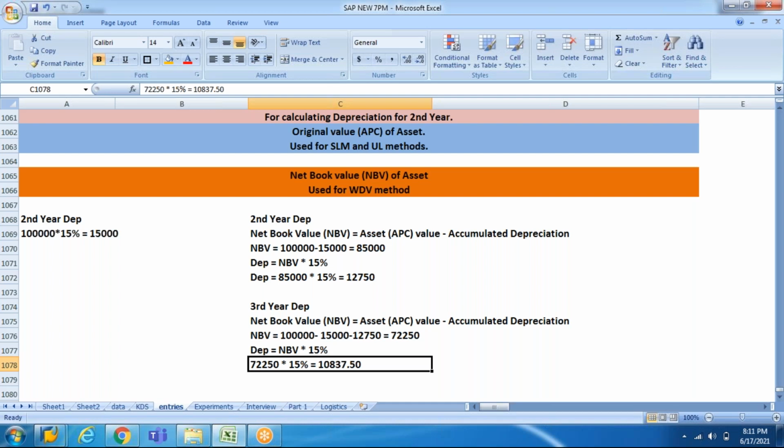Likewise, the system will keep on calculating this percentage until the net book value becomes zero. Until net book value becomes zero, it keeps on applying the percentage irrespective of the years. Whether it takes 5 years, 10 years, 15 years, 20 years, that is not counted or considered. So the number of years is always based on until the asset becomes zero, in case of straight line method and in case of WDV method. Clear?